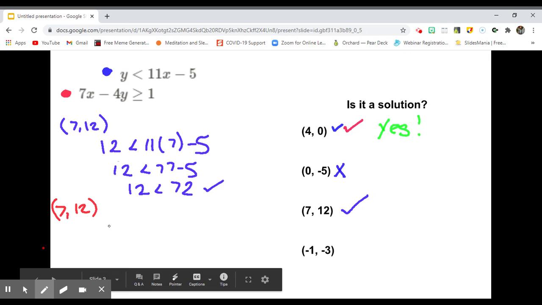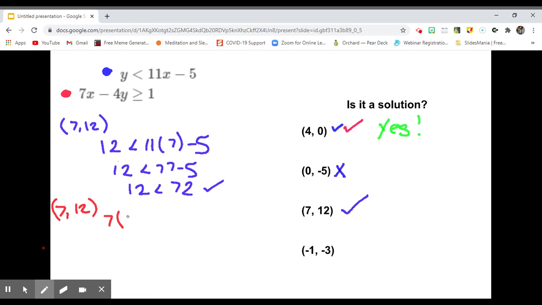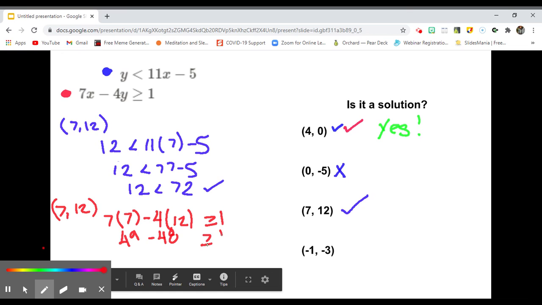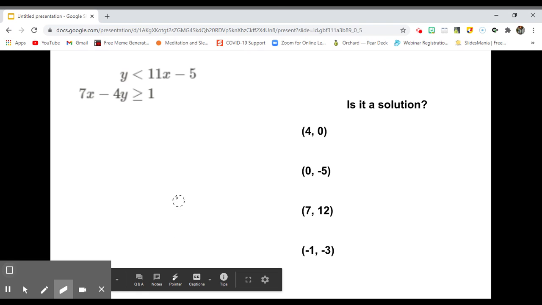Okay, is 7 times 7 minus 4 times 12. When you get interrupted by the announcements. Okay, so 7 times 7 is 49. 4 times 12 is 48. Okay, and is all of that greater than or equal to 1? Well, 49 minus 48 is 1. And so it has the "or equal to" sign right there. So yes, it is greater than or equal to. Okay, we have one more to do.